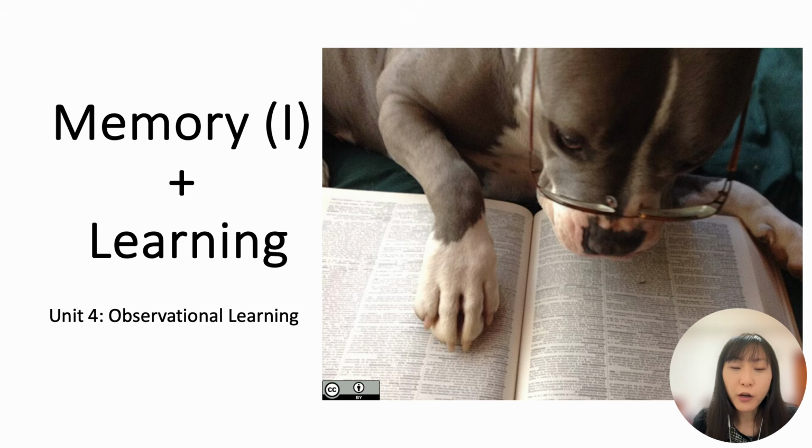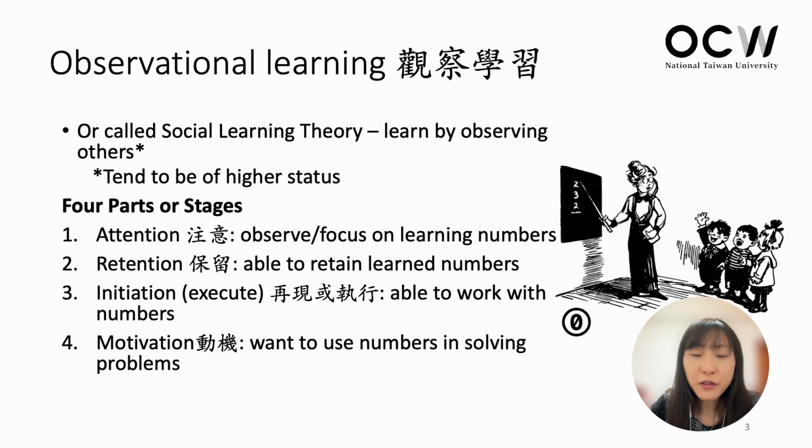This video will talk about our last form of learning called observational learning. Observational learning is also called social learning theory. It involves learning by looking at others. The others here tend to be those in higher status, like parents or teachers. And learning will occur in 4 parts or stages.